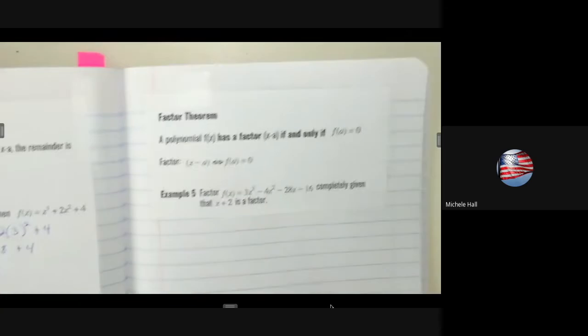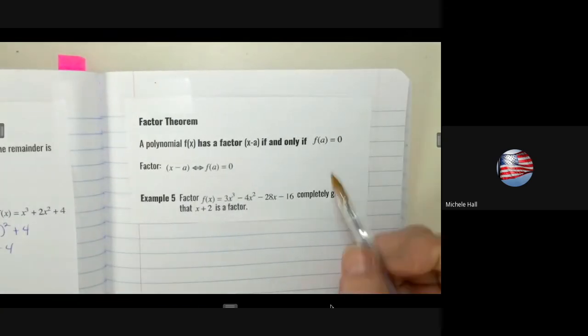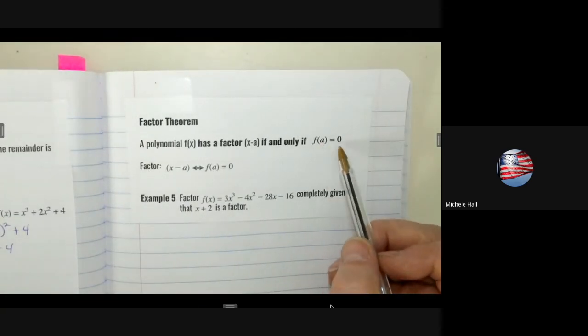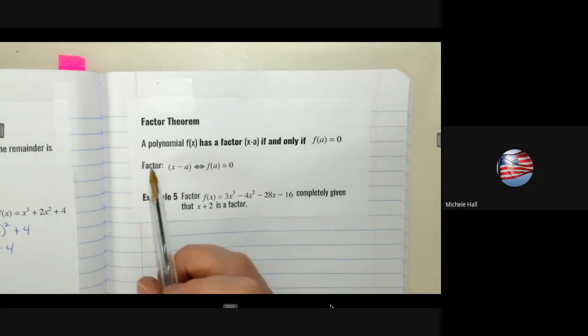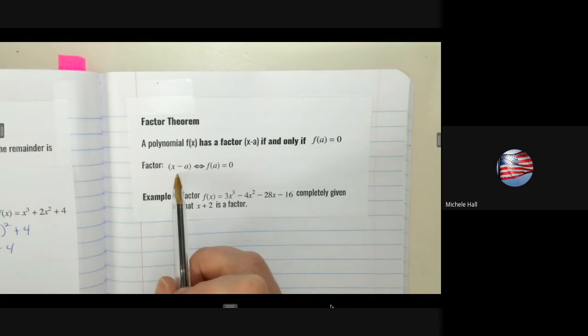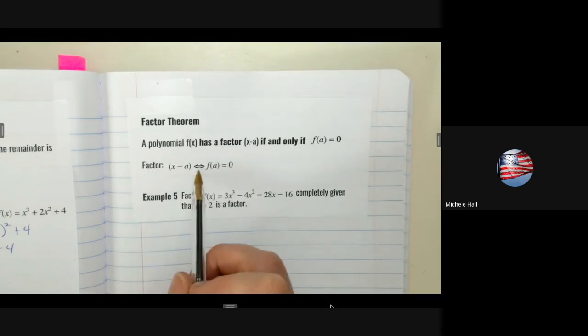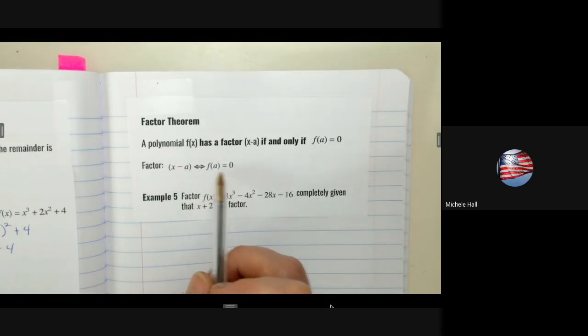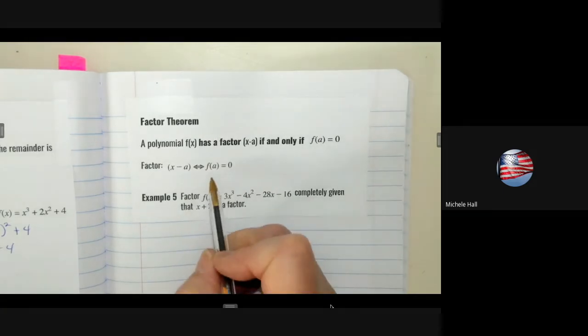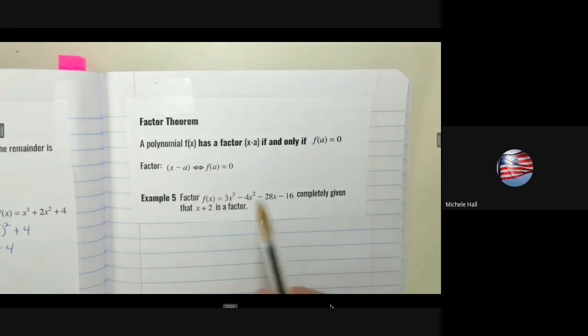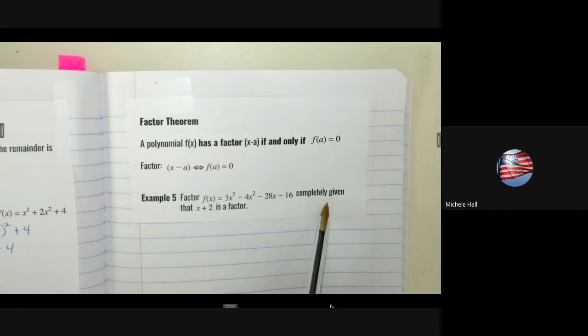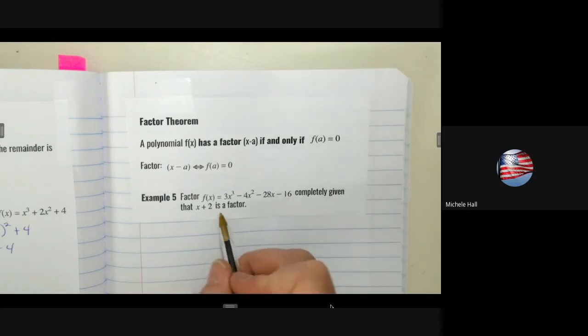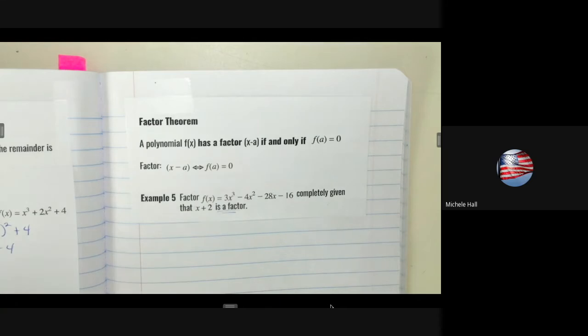And here is the factor theorem. When we substitute in a and we get 0 for a remainder, that means that x minus a will be a factor. So x minus a will be a factor if and only if f of a equals 0. The remainder equals 0. Factor completely, given that x plus 2 is a factor. So we already know that x plus 2 is a factor.